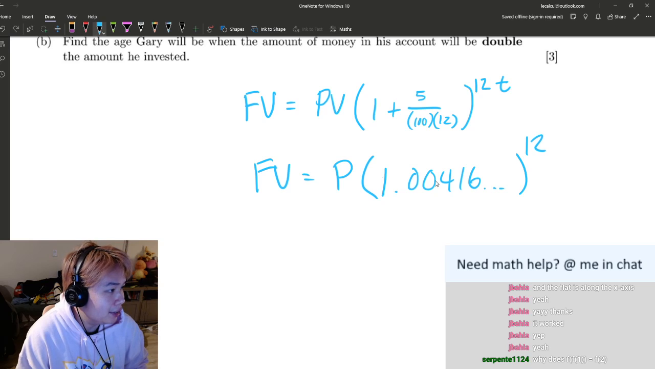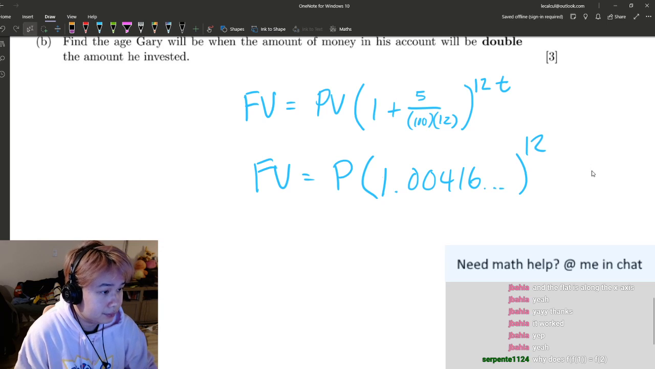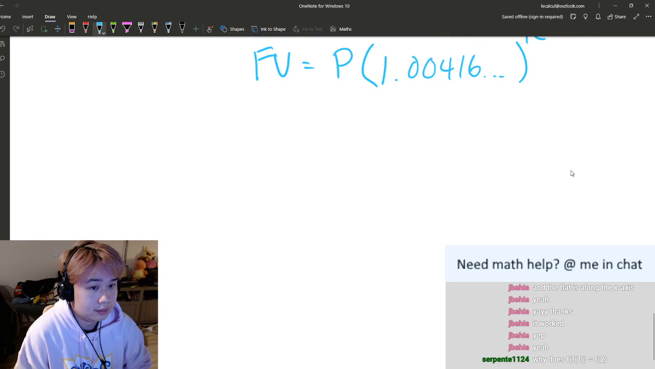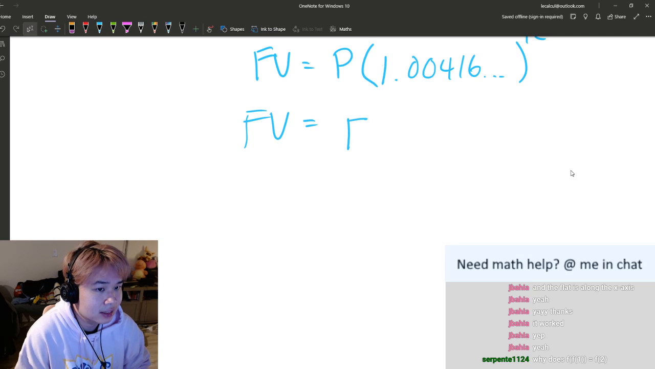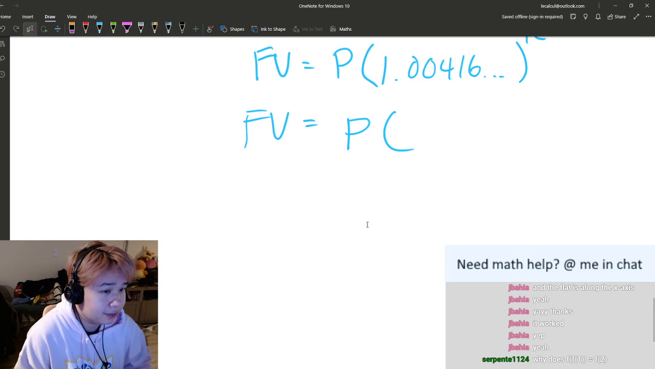And then this is to the power of 12, and then this is for 1 year. So whatever this is, I guess I can just say 12. And then let's just actually find out what this value is. So I'm going to take this decimal and raise it to the power of 12. So 1.05.